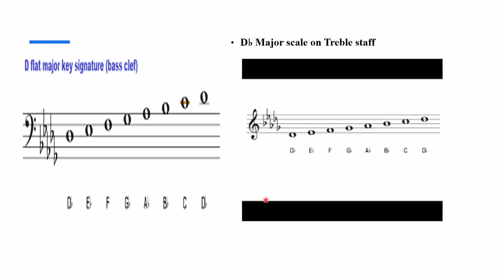Failure to do so, I have tried it times without number, you will not get it right on the staff. It will not align. So the best thing is to write it first accordingly on the staff. You start from B flat, then E flat, then A flat. I hope you understand. So this is D flat major scale on treble staff with key signature.